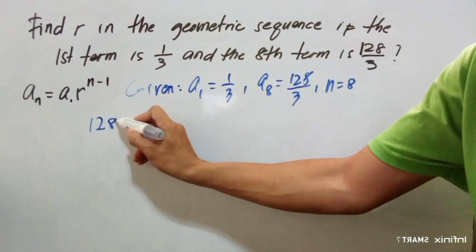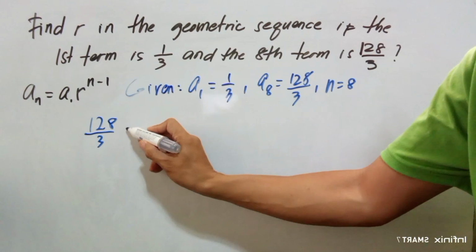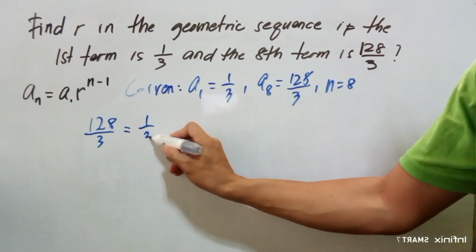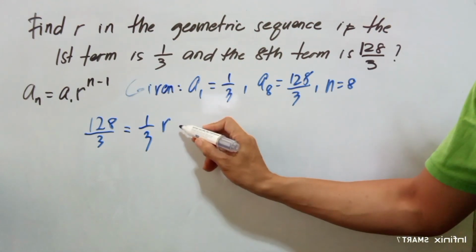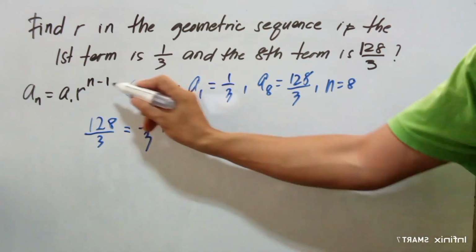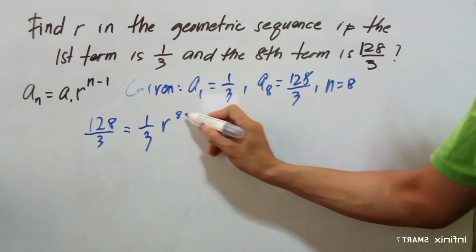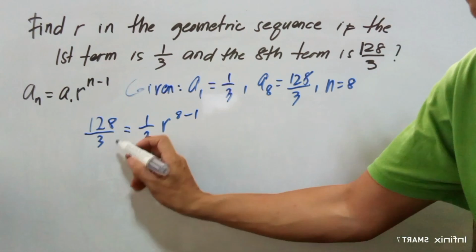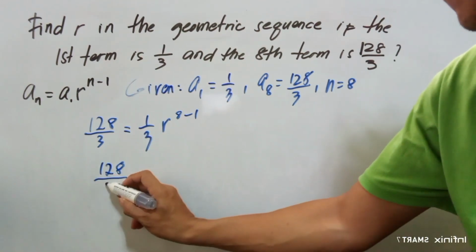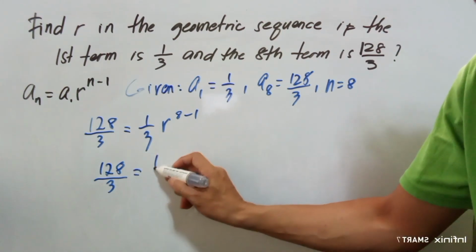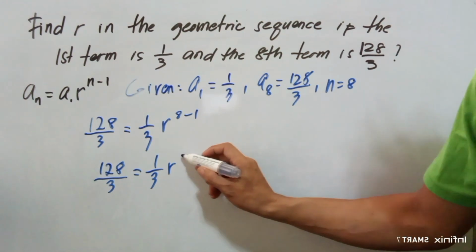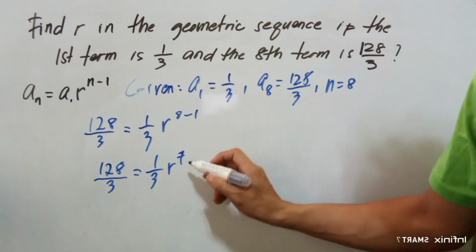128 over 3. So equals yung a sub 1, which is the first term na 1/3, times natin kay r. Hindi natin alam ano yung value ng r. So yun ang hanapin natin. So yung n, si 8 minus 1. Okay, so ngayon, kopyahin muna natin si 128 over 3. So equals 1/3 times r raised to the power of 7, kasi 8 minus 1 is 7.